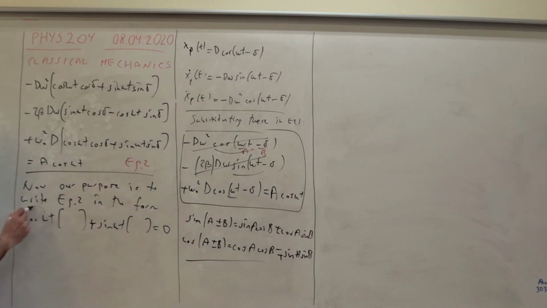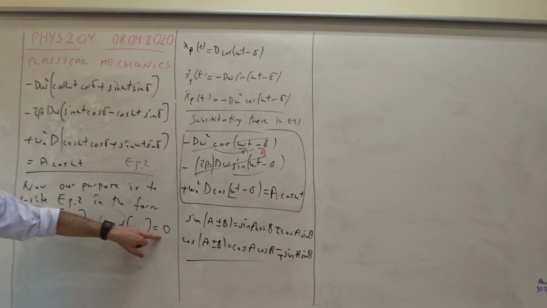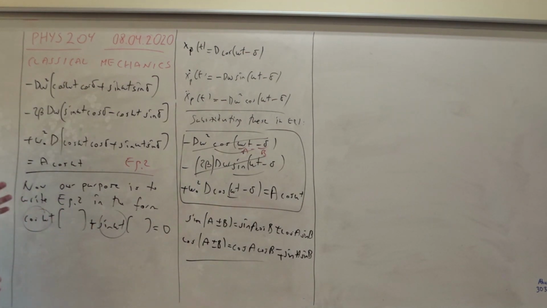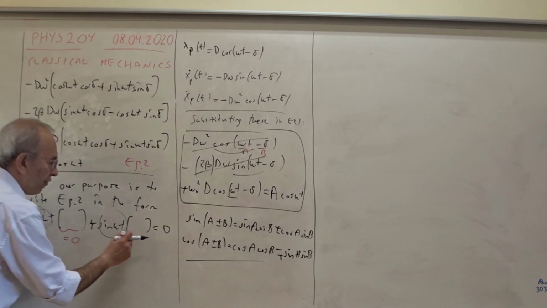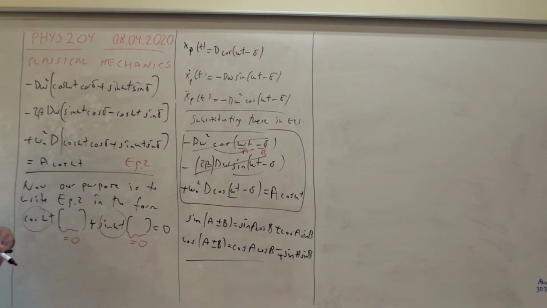Then, since cosine omega t and sine omega t are changing functions, they sometimes become 0, but most of the time they are not 0. So if this equation has to be satisfied equal to 0, then the coefficients need to be 0. Okay? So this coefficient should be 0, that coefficient should be 0, and then we will arrive at the unknowns, capital D and delta. So let's try to write this in this form.